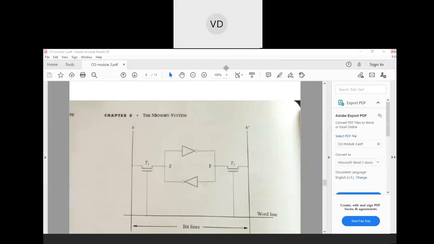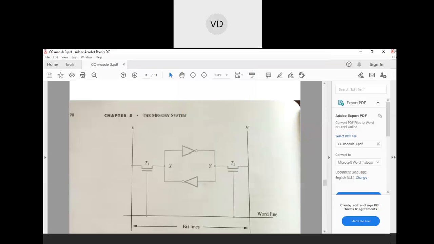Yes, anybody? What do you mean by static RAM? You can answer in the chat box also.